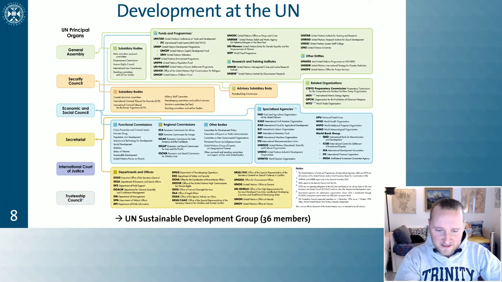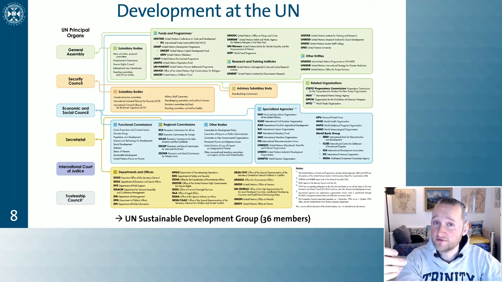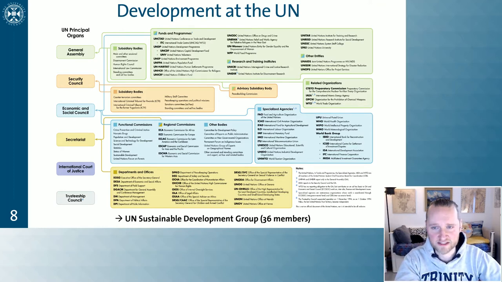Now, this big discussion also happened at the UN, of course. We have a whole host of bodies at the UN that are involved in development. So we already saw this in the field of human rights, that human rights was one of those issues that happened not just in one place at the UN, but in multiple places at the UN. And it's no different for development, of course.